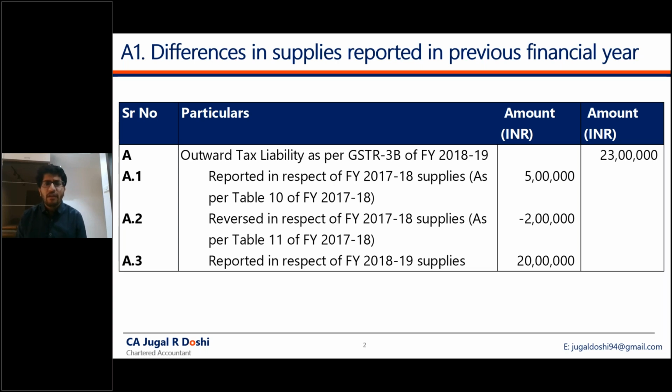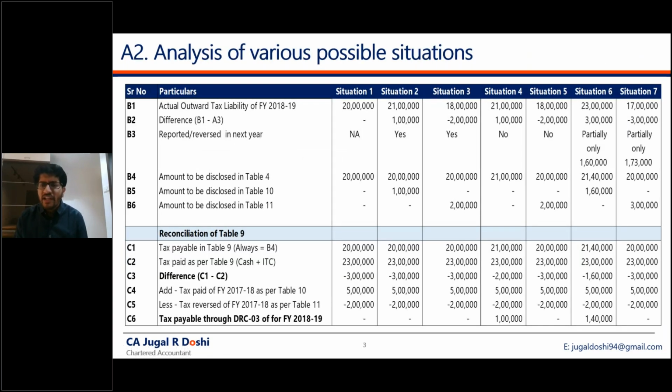So this is my first step. I am going to identify what is the actual tax liability reported by me through GSTR 3B. It is not going to be directly 23 lakhs, but after adjustments of last year tax paid less reversal in respect of last year outward supply transactions. After these two adjustments, we are going to arrive at this amount. Now we are going to look into various situations which can arise.